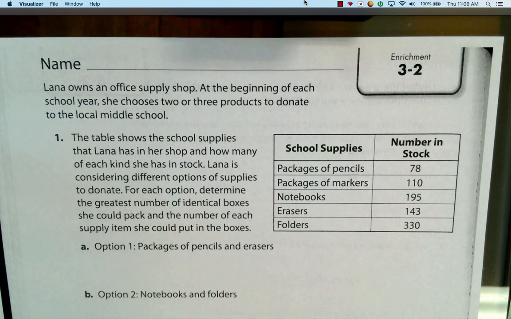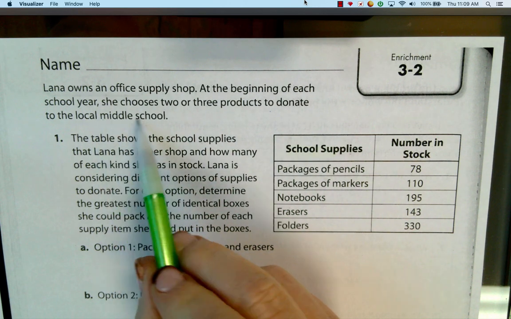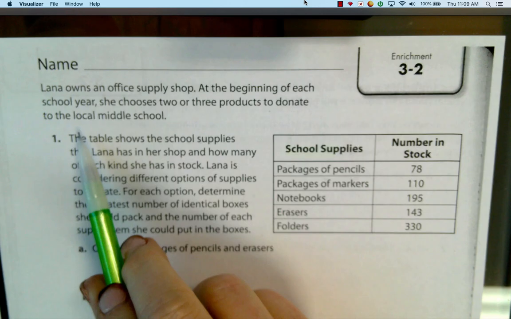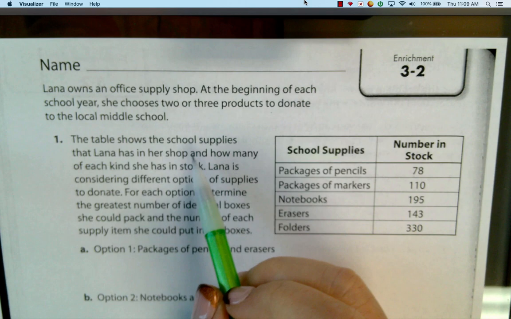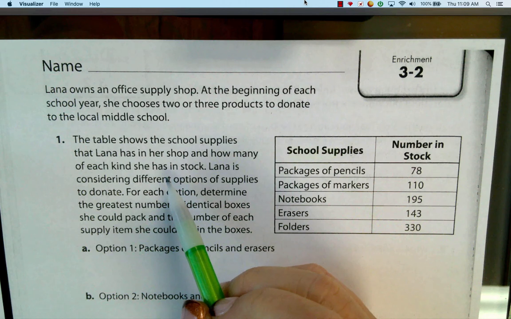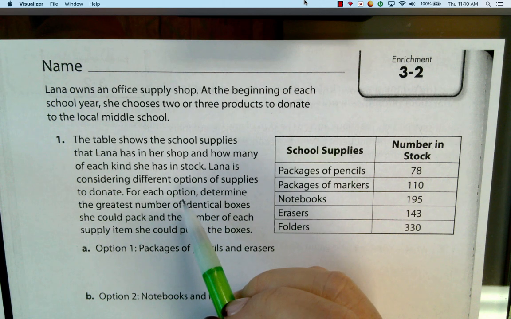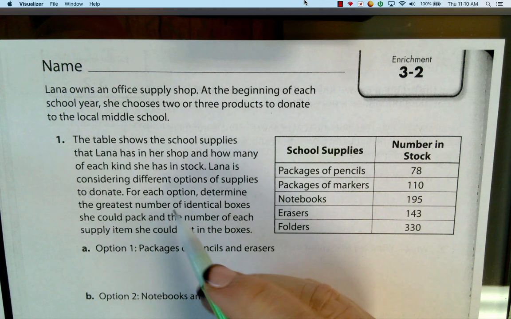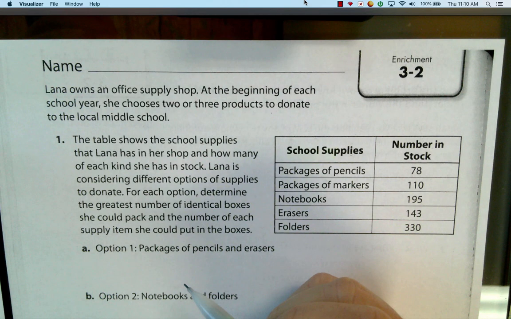So with all that said, we're going to start here. Lana owns an office supply shop. At the beginning of each school year, she chooses 2 or 3 products to donate to a local middle school. The table shows the school supplies that Lana has in her shop and how many of each kind she has in stock. Lana is considering different options of supplies to donate. For each option, determine the greatest number of identical boxes she could pack and the number of each supply item she could put in the boxes. I know, it's a lot.